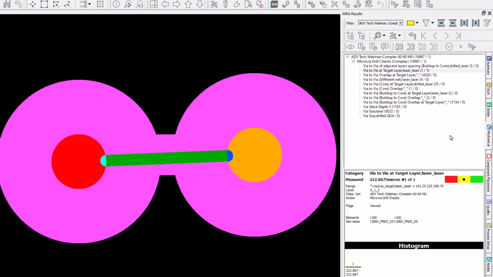Switching to the mechanical category, here we are looking at the spacing between two microvias on buildup layers. One drill starts on this layer and one drill stops on this layer. The constraint is set for a minimum spacing of 225 microns, and the measured value is 222 microns.